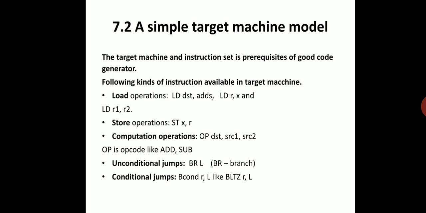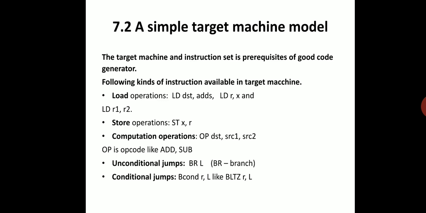And we can assume that the target machine is a register machine. Means what? The target machine can have many registers available for holding the value of a variable. Okay, and then the target computer is byte addressable, where the size of the word is 4 bytes. Okay, so these are the assumptions while generating the good code generator.